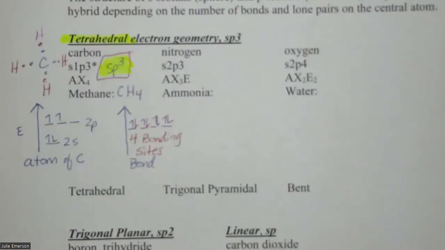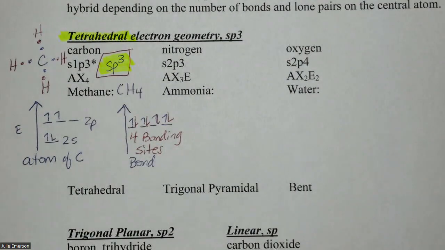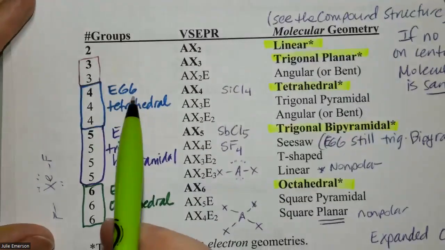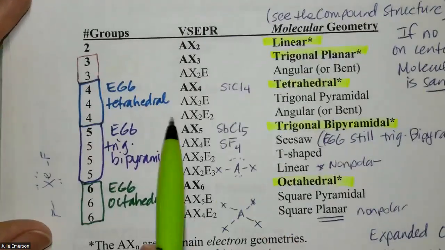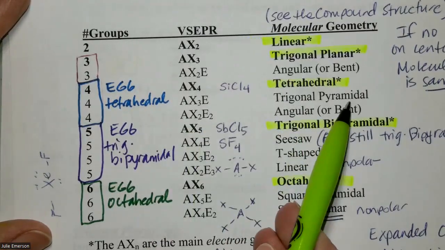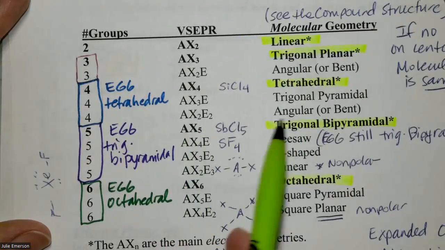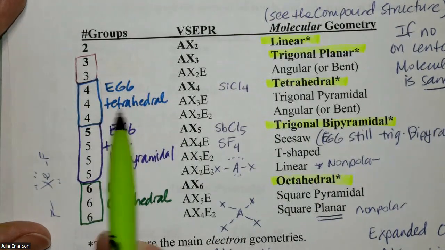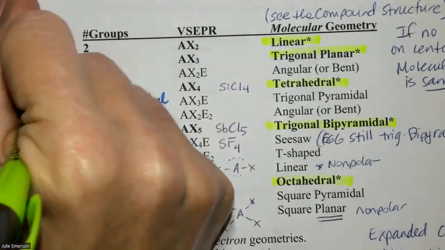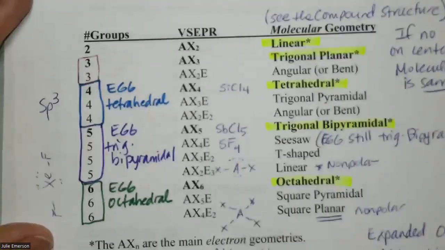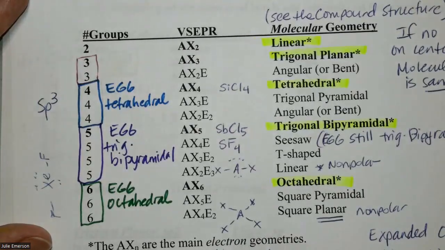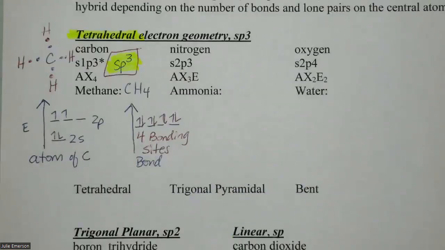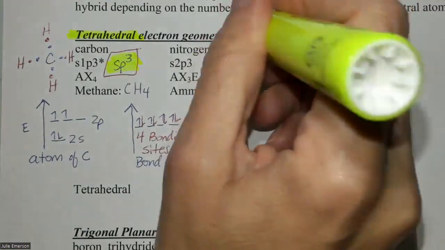Tetrahedral is always going to be sp3. All right, now when we were looking at the chart, we said that within the electron group of tetrahedral, you can have AX3E, which is trigonal pyramidal, and you can have AX2E2, which is angular, but there's still 4 electron groups. Now, tetrahedral is always going to have an sp3 hybrid. Okay, and I'm gonna give you a chart here at the end, which is going to be everything in this chapter in one place. So here's how these are all tetrahedral and all sp3.